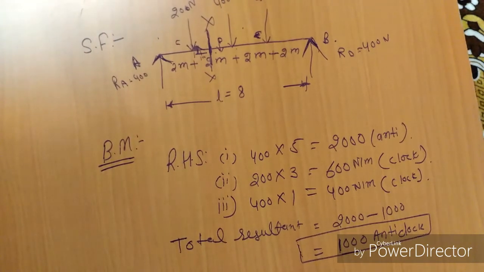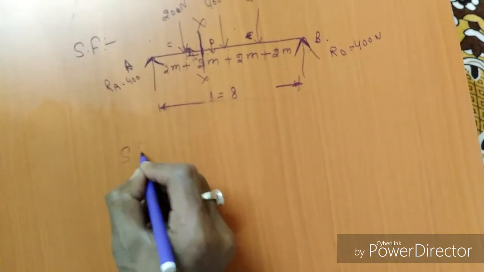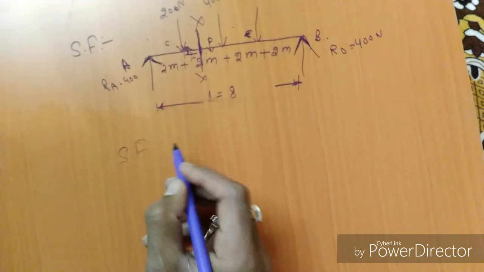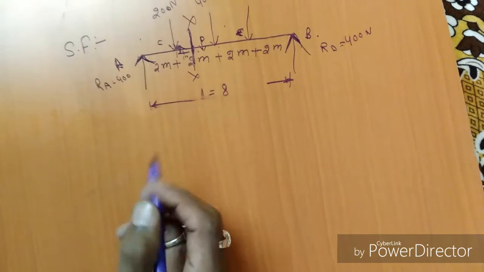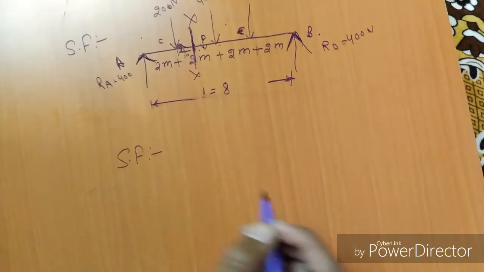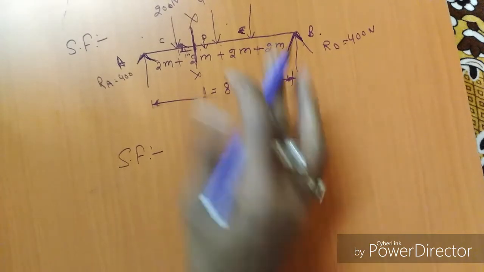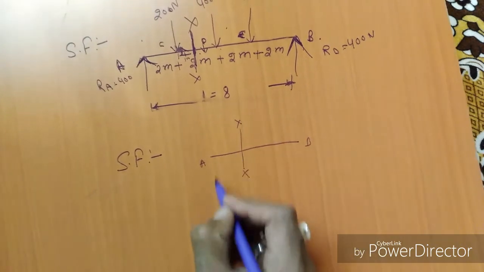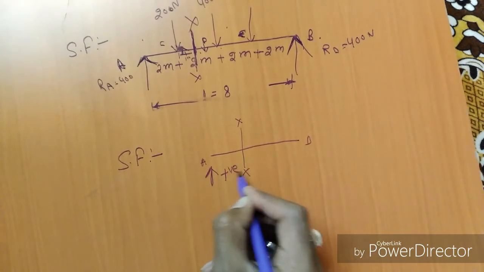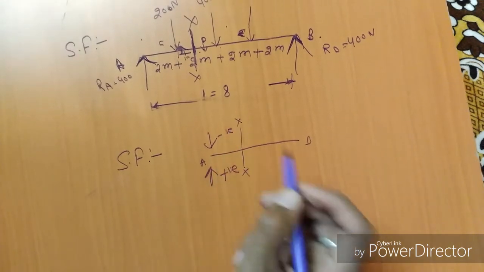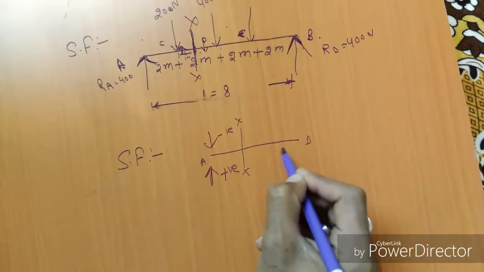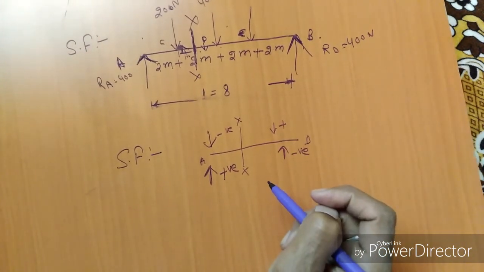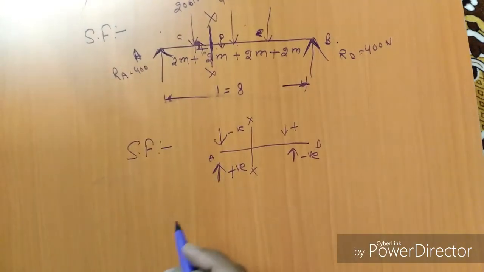Shear force and bending moment. So, sign convention for shear force. Suppose this is the beam and x section, point A, point B. Consider that upward forces are positive and downward forces are negative on the left hand side, and on the right hand side upward forces are negative and downward forces are positive. This is the sign convention for the shear force.